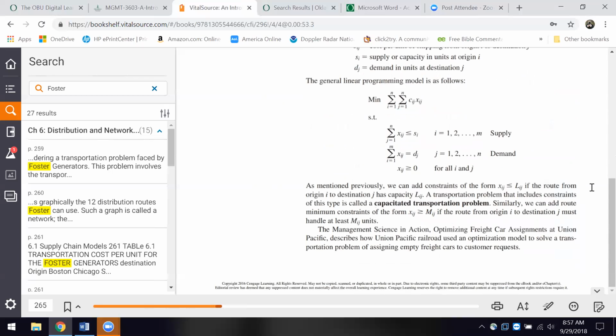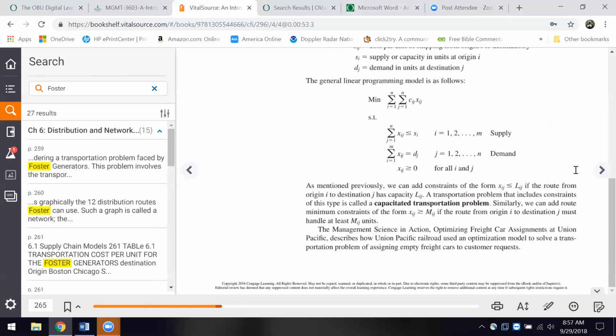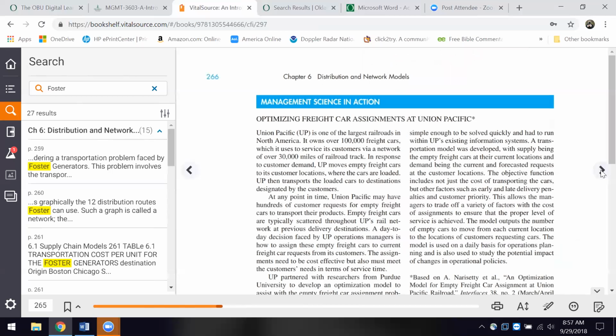And this is, of course, what we would call a capacitated transportation problem. In other words, you have to handle a certain amount of units, i.e. capacity. All right. And they give us an example of Union Pacific and how folks use it.